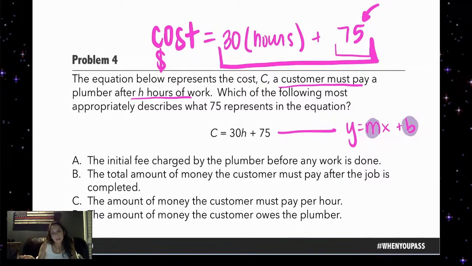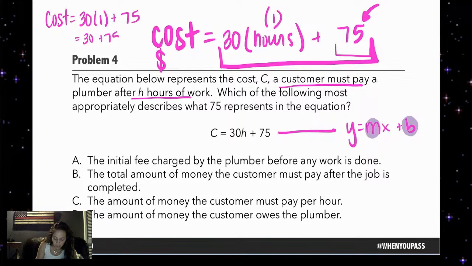But when I think about this, if the plumber comes and does 1 hour of work, I'm going to put 1 hour right here. 30 times 1 cost equals 30 times 1 plus 75. 30 plus 75 equals 105. So if the plumber does 1 hour of work, I'm going to be charged $105.